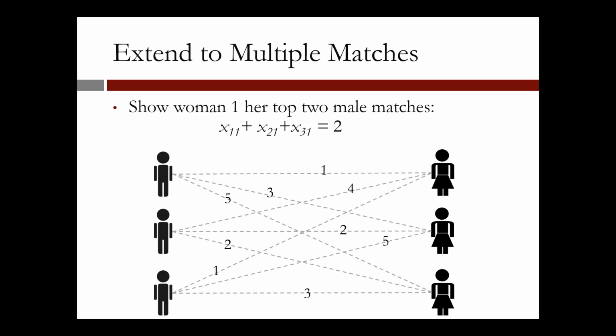Let us now extend the methodology to other areas. Suppose, for example, we want to show each woman her top 2 matches. This is represented by the constraint x11 plus x21 plus x31 is equal to 2.